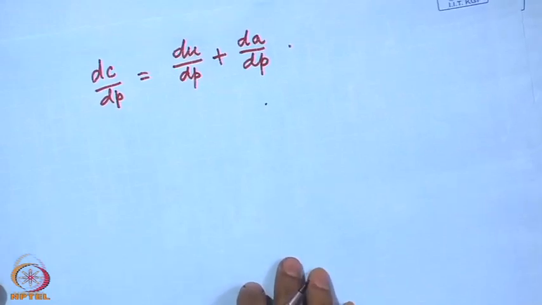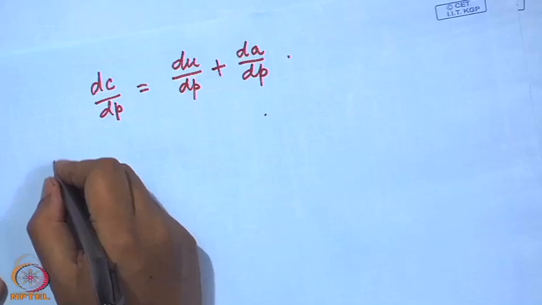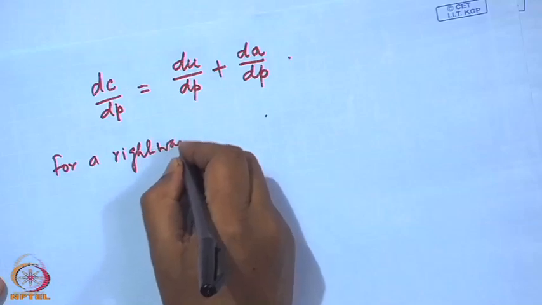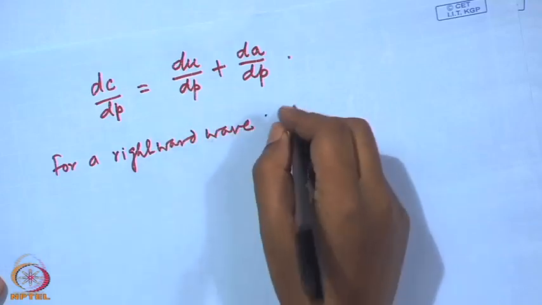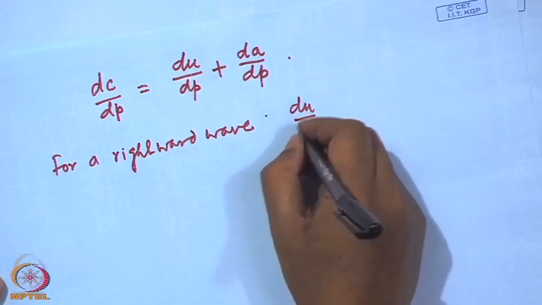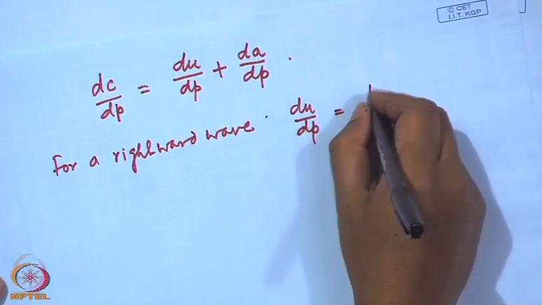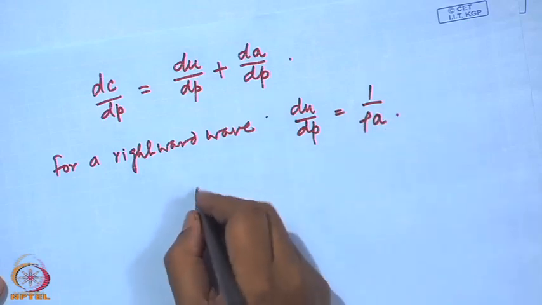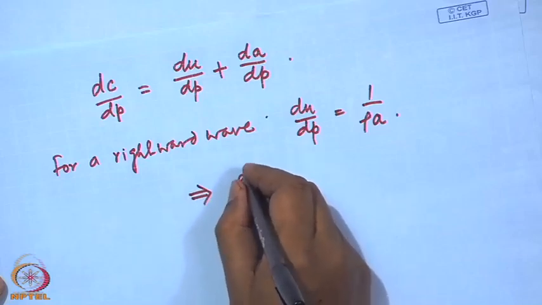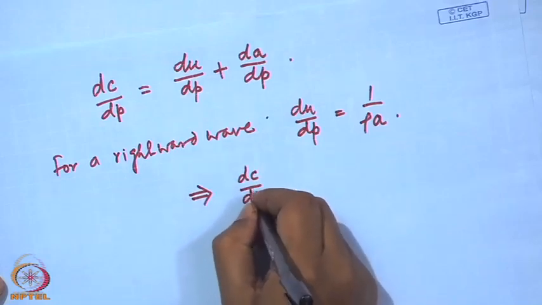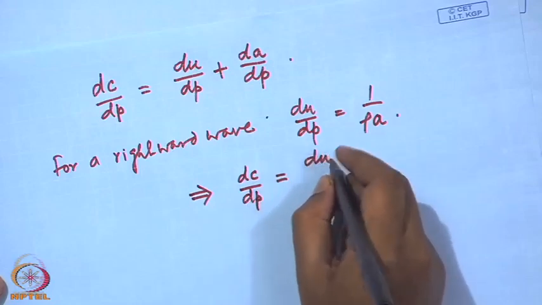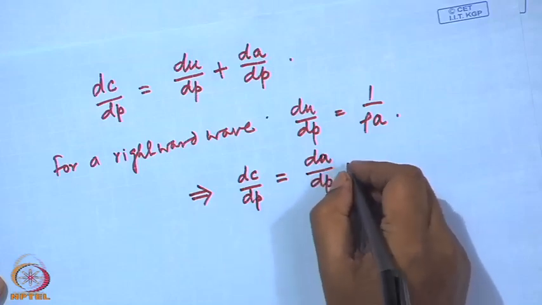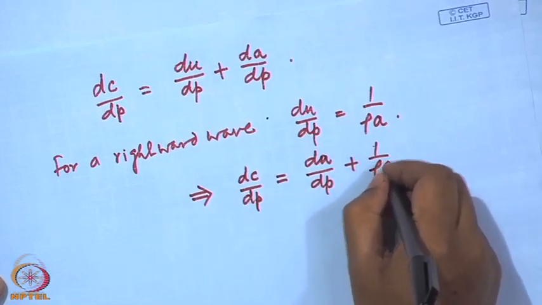Now, for a rightward wave, we have already seen that du dp equals 1 by rho a, and hence we have dc dp equal to da dp plus 1 by rho a.